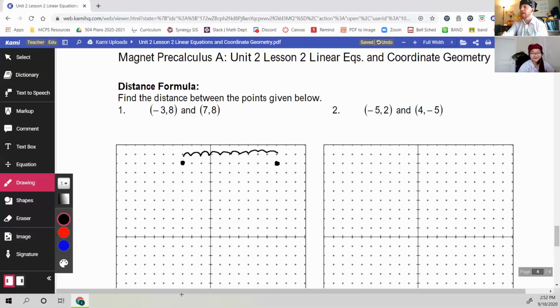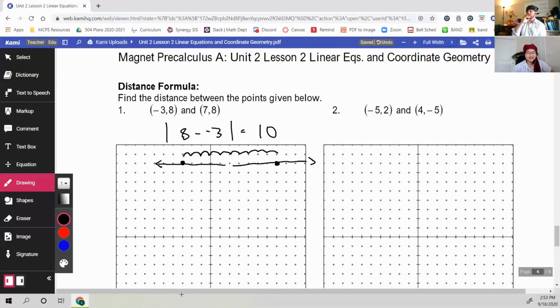When on a number line, take your second value and subtract your first value. And if both are negative, just take the absolute value. 8 minus negative 3. The absolute value of that is 10.